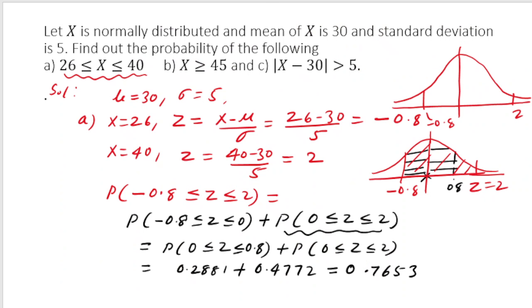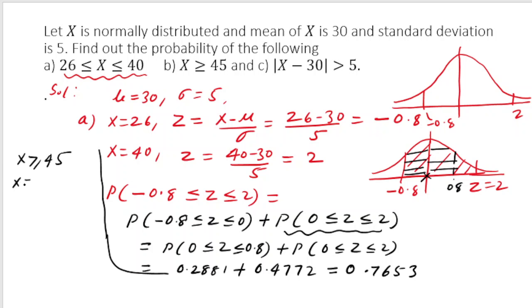Okay, so this is how you can use both kinds of tables. Now suppose I have to calculate the next part of the problem: what is the probability of x greater than or equal to 45. I am not going to move to the next page, I am using this as space because moving to the next page will create a problem. So I have to calculate the probability for x greater than or equal to 45.